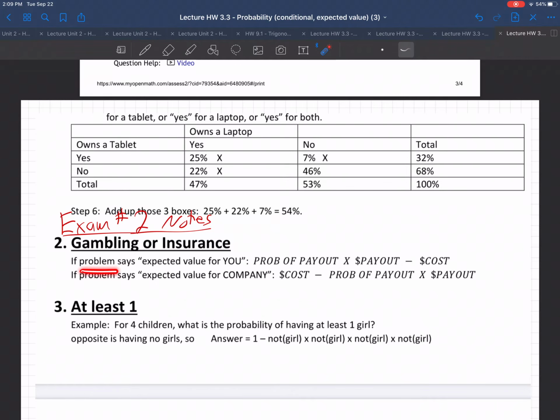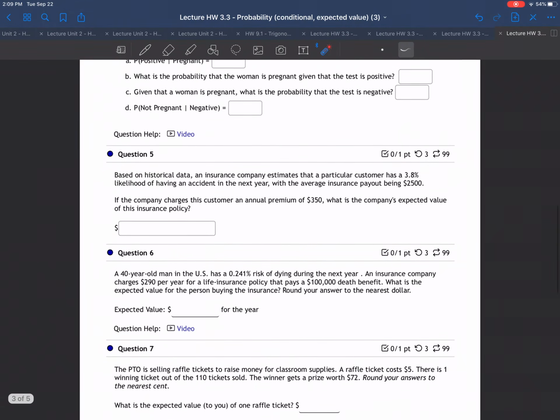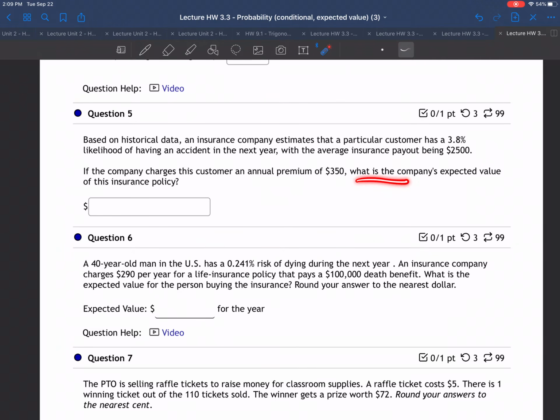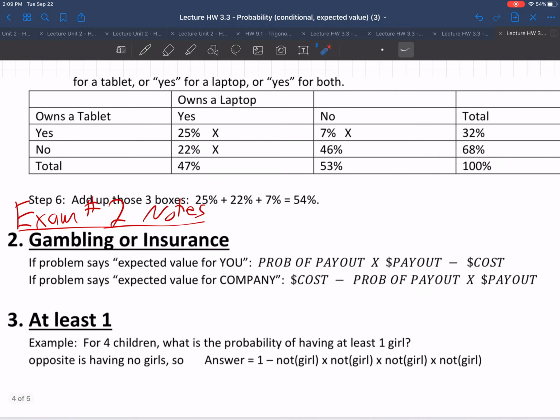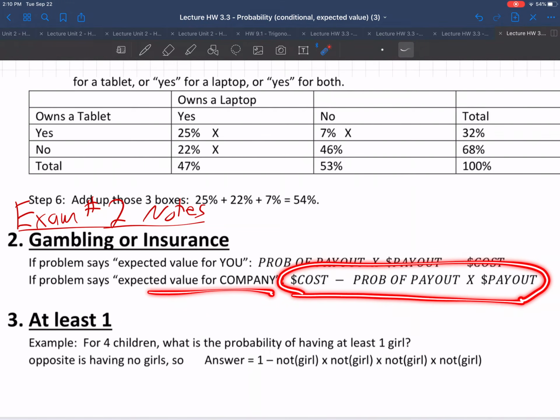If the problem says expected value for you, or expected value for the company, which one did ours say? Let's look back at the words closely. What is the company's expected value? For the company, so it's this one. This is our formula right here: dollars of the cost minus probability of payout times dollars of the payout.